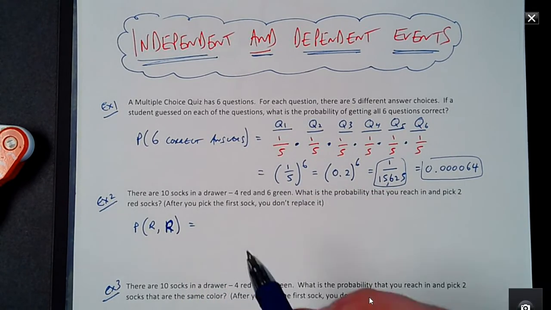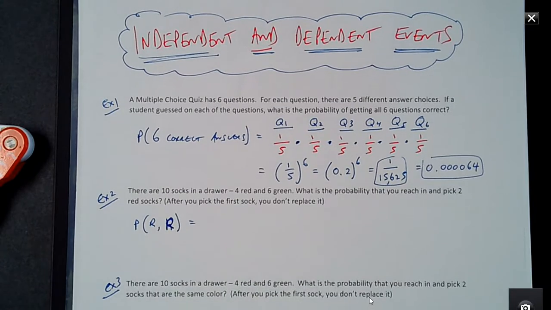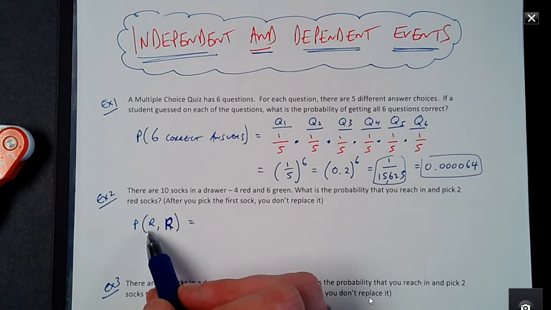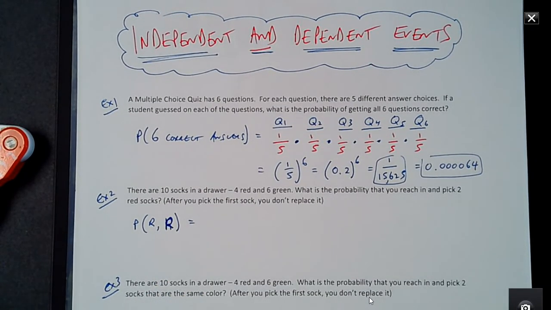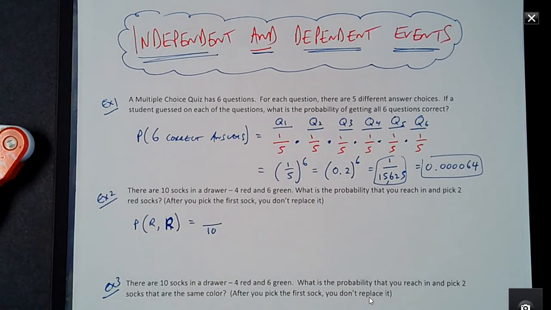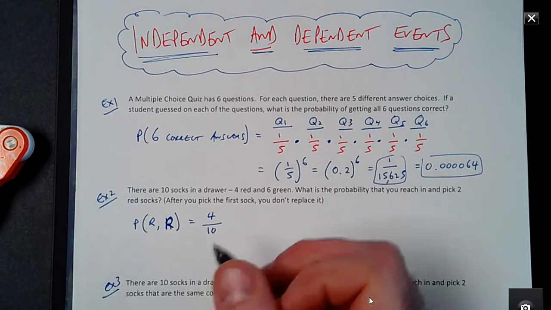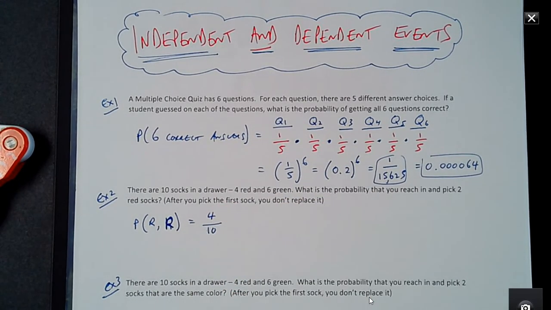I'll never understand it. All right, so again, we're trying to figure out the probability of picking 2 red socks. That means we want to pick a red one followed by a red one. We've got 10 socks in total, and what's the likelihood that we'll get a red one? Well, 4 out of 10, because there's 4 red socks out of a total of 10 socks.